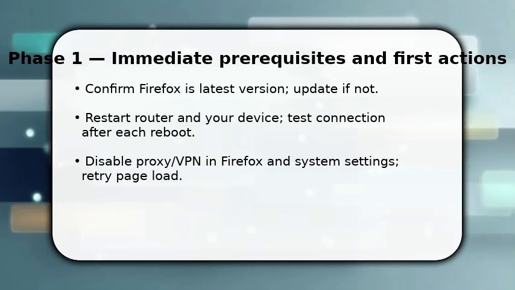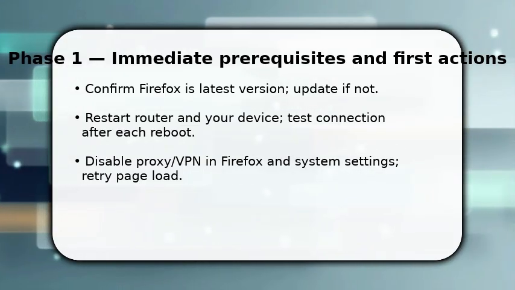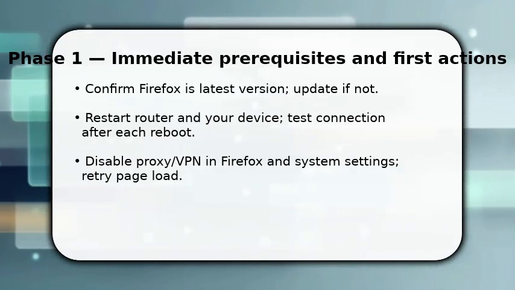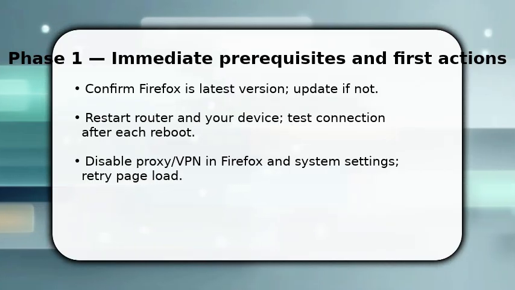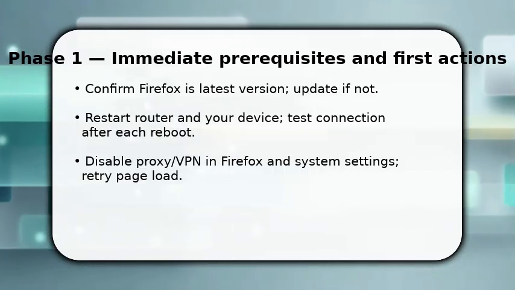Enjoy the video. You start by verifying Firefox and system basics. This is the fastest way to rule out simple causes. Update Firefox now because outdated builds break TLS and DNS handling. Once done, restart your router and your device one at a time. That clears transient IP and cache issues.